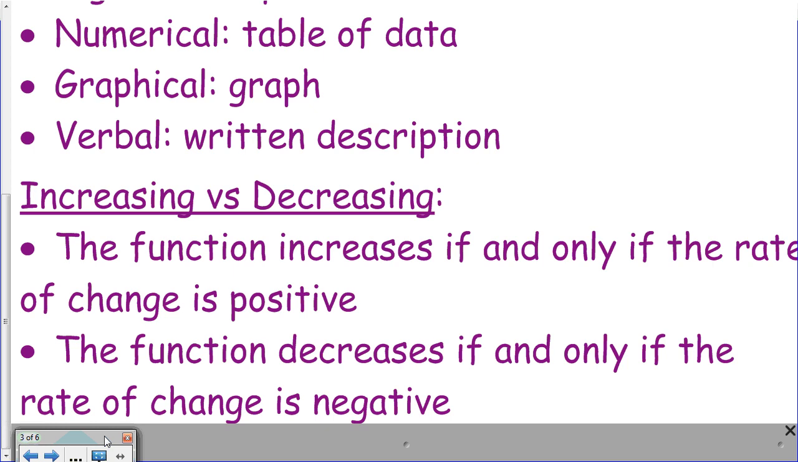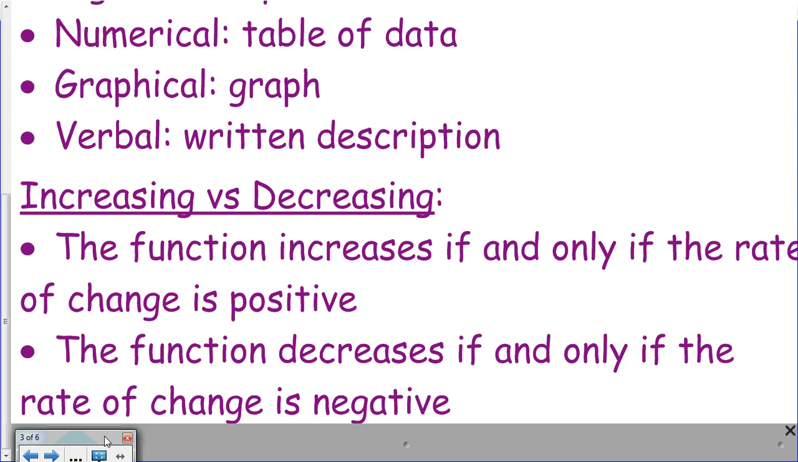In particular, the function increases if and only if the rate of change is positive. And vice versa if it's decreasing. The function decreases if and only if the rate of change is negative. So if you know something about the function, whether it's increasing or decreasing, at the same time we know something about the sign of the rate of change, whether it's positive or negative.